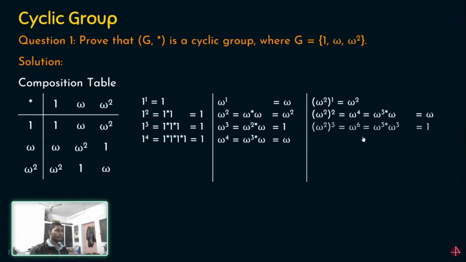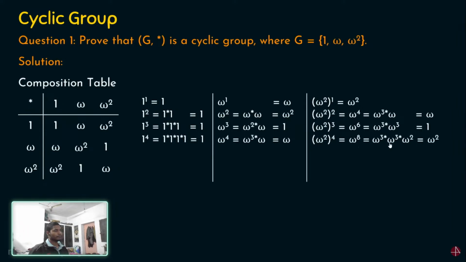Let's try with omega square power 3. Omega square power 3 can be written as omega power 6. Omega power 6 can be written as omega power 3 into omega power 3. You know what omega power 3 is? Omega power 3 is 1. Omega power 3 means omega square into omega, which is omega cube, which is 1. So 1 into 1 is obviously 1. Let's try omega square power 4, which is omega power 8.